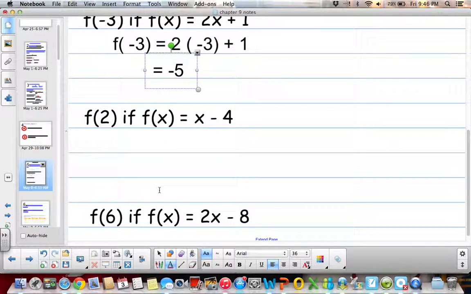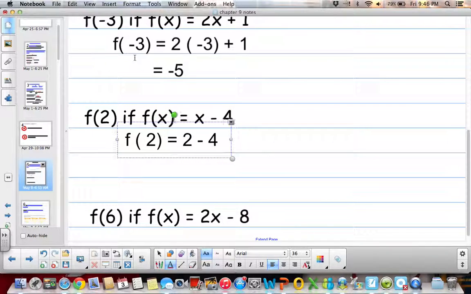Okay, f of 2, if f of x equals x minus 4. So we would write f of 2 equals 2 minus 4. See how I replaced my x with a 2? So 2 minus 4 equals negative 2. So f of 2 equals negative 2.